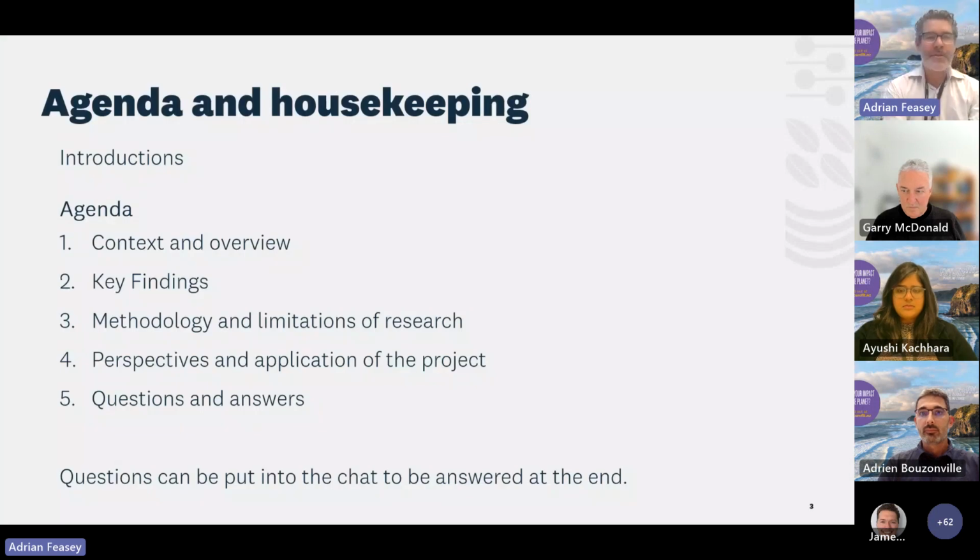So just a bit of housekeeping in the agenda for today. We'll start with the context and overview, looking at the key findings, go into the methodology and limitations of the research, perspectives and application of the project, and then have some Q&A at the end. It is quite a tight presentation, so if we don't get through all of the questions and answers, we'll attempt to respond after the webinar. Questions can be put into the chat, and we'll keep a look at those as they come through and compile a list, and they'll be answered at the end.